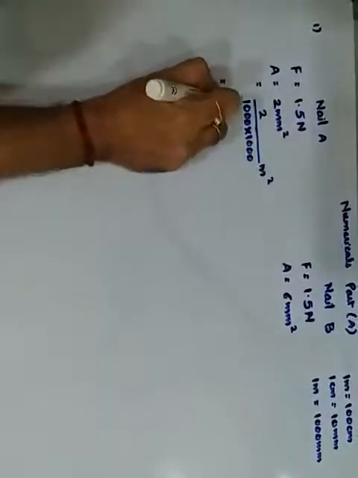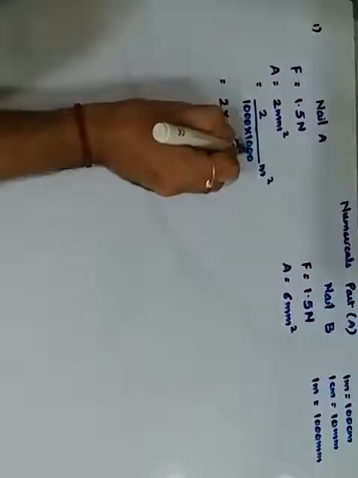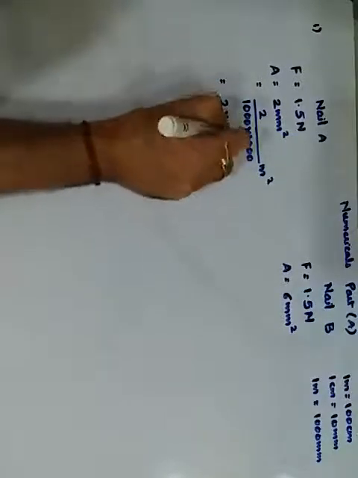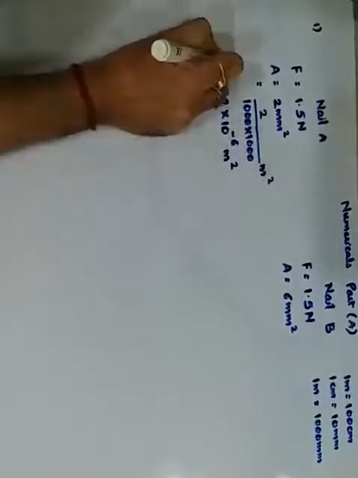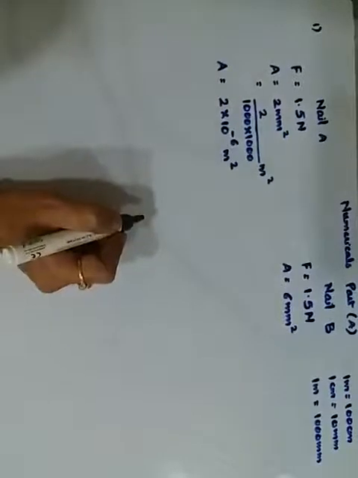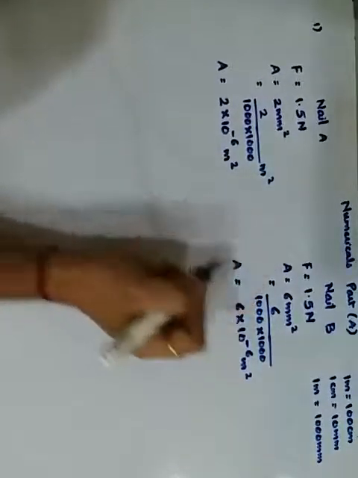Okay, so let me put it as 2 into 10 raised to how many? 1, 2, 3, 4, 5, 6. 6 in the denominator. So when it comes up, it becomes minus 6. 10 raised to minus 6 meter square. This is your cross section area. Similarly, here also I convert 6 upon 1000 into 1 more 1000, which makes 6 into 10 raised to minus 6 meter square. So this is your cross section area.